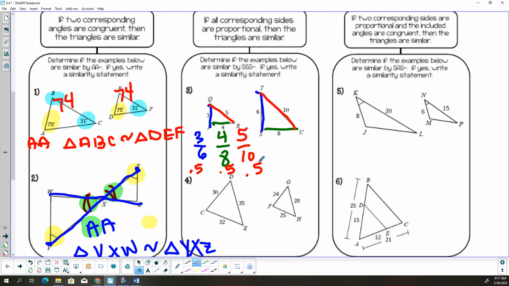Now let's say they are similar, and let's write the similarity statement. So I'm going to start with PQR. Can you complete the statement? So PQR, I went from blue to red to green, right? What would it be?